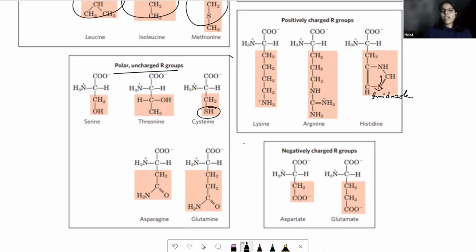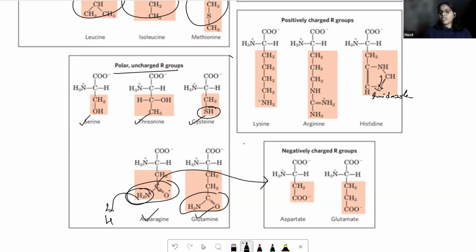And in polar uncharged, you have serine, threonine, cysteine, asparagine, and glutamine. Asparagine and glutamine contain amide groups, carbamide groups. In asparagine, the amide group is replaced with H to give rise to aspartate. It is negatively charged, and these are acidic. Remember, acidic amino acids are negatively charged.